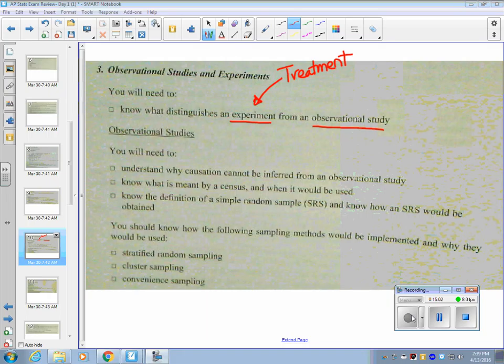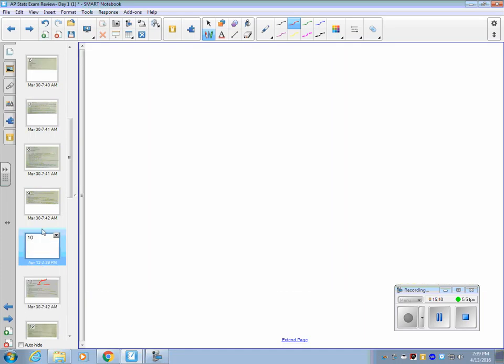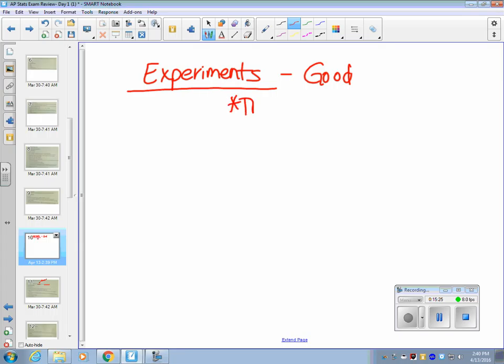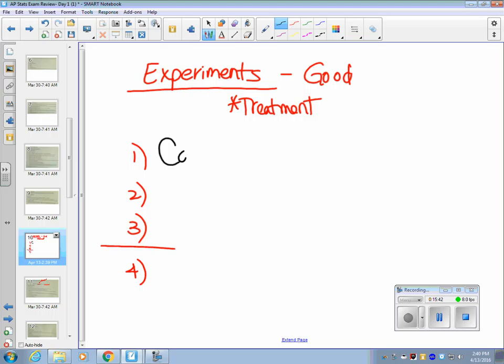Now, let's take a step back for a minute. When we talk about experimental design, good experiments have several things, right? We know that they have a treatment, because that makes it an experiment. But there are always 3, sometimes 4 things that make a good experiment a good experiment. Remember what they are? Control is one of them, okay? So we'll write that: control group.